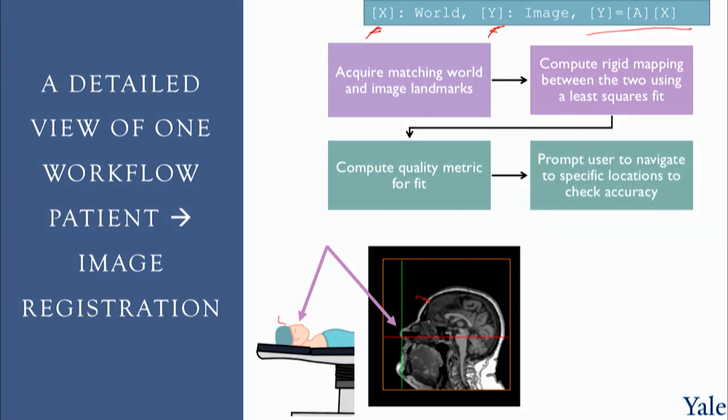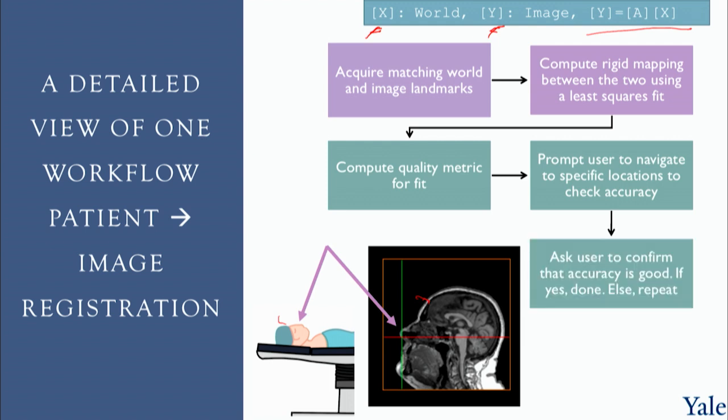We prompt the user to navigate to specific locations to check the accuracy, touch the ear, touch the back of the head. And then we ask the user to confirm that the accuracy is good. If yes, we're done. Otherwise, we repeat. So what you have there is 2 functional steps and 3 risk management steps. And this illustrates the workflow, right?